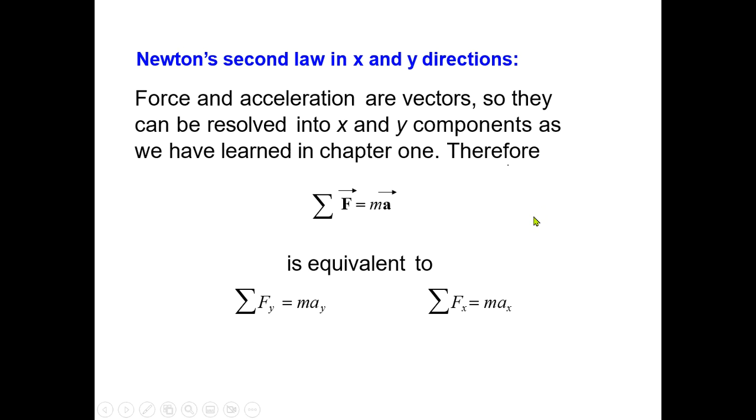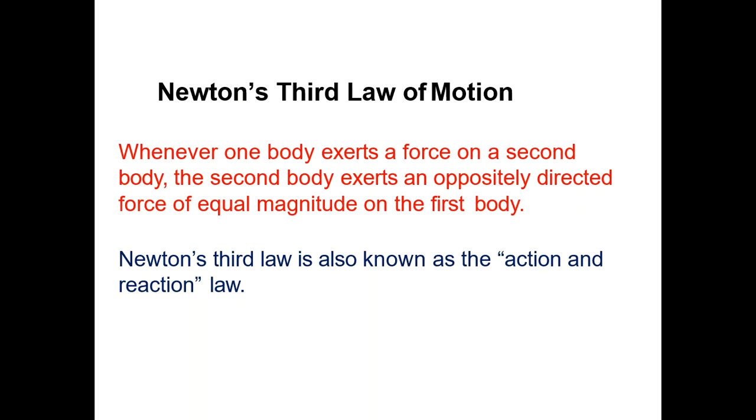Newton's second law in the x and y direction. Forces are going to have components: x, y, possibly even z. We live in three-dimensional space. So the sum of all the forces in the y direction is going to equal the mass times the acceleration in the y direction. The same thing goes for the x direction. The sum of all the components of the forces in the x direction is going to equal the mass times the acceleration in the x direction. Those are all independently true.